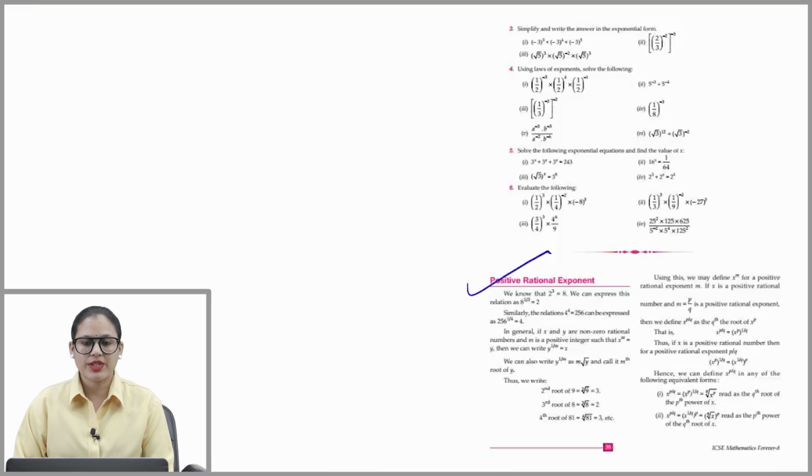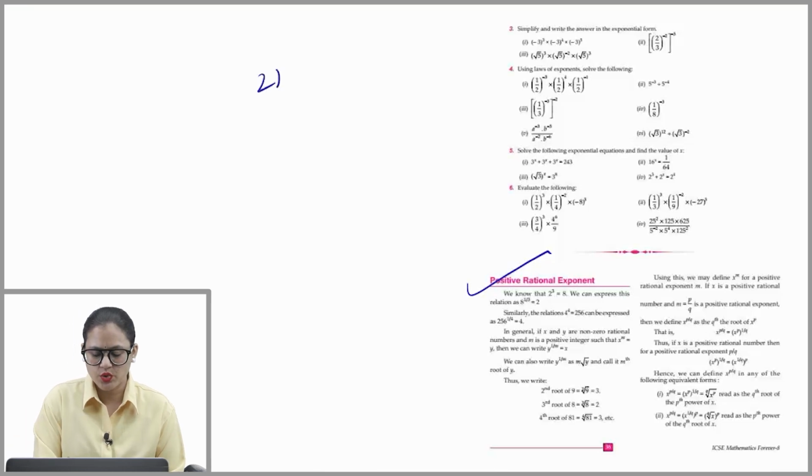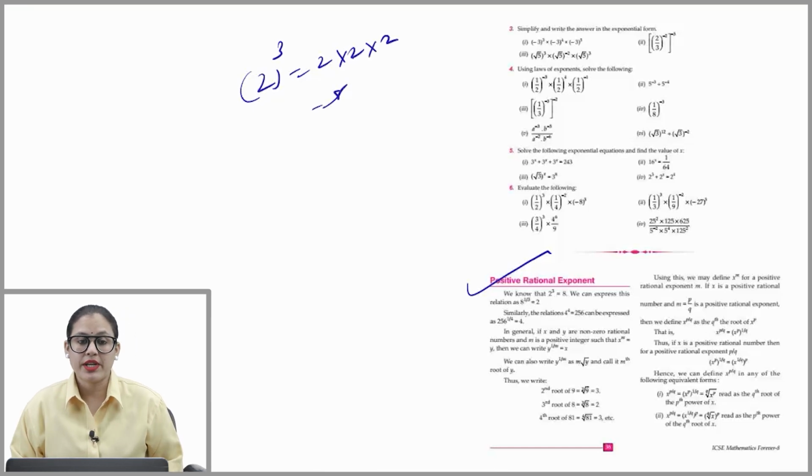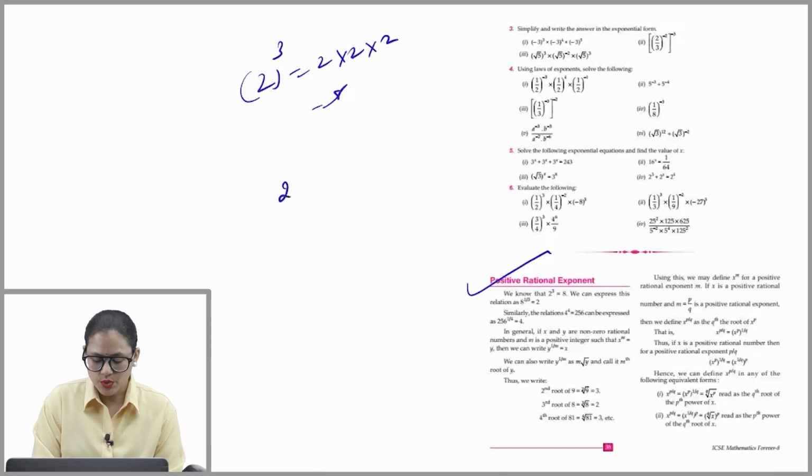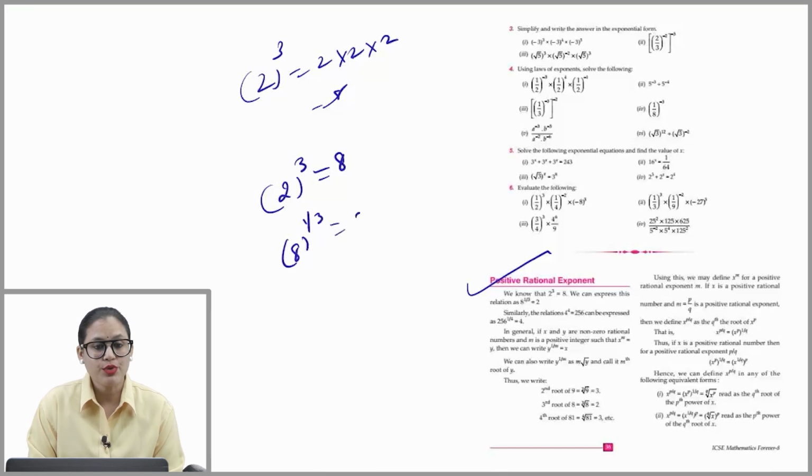Now, positive rational exponent. We know that 2 raised to the power 3 is equal to 8, because 2 raised to the power 3 is 2 into 2 into 2. 2 2s are 4, 4 2s are 8. So we can express this relation as 8 raised to the power 1 by 3 is equal to 2. See, 2 raised to the power 3 is equal to 8, or you can say 8 raised to the power 1 by 3 is equal to 2.